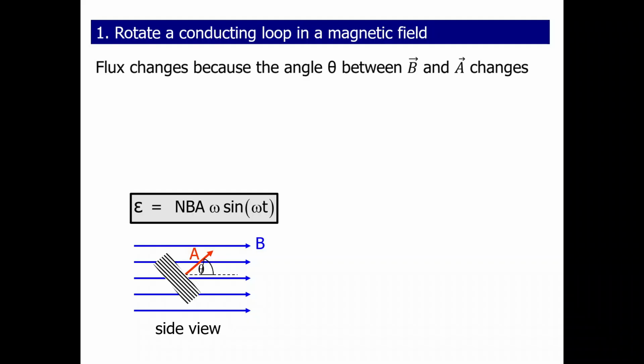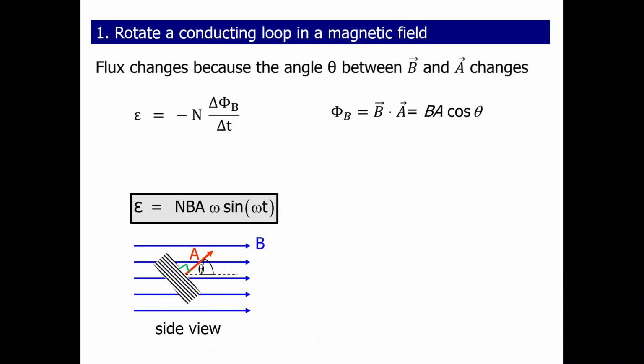So let's look at our first example. Our first example is rotating a conducting loop in a magnetic field. What causes our change in flux in this case is that the angle between B and A changes. A is coming perpendicularly out of the coil, and B in this case is fixed. And so you have an angle that is changing. So you've got it changing right there.